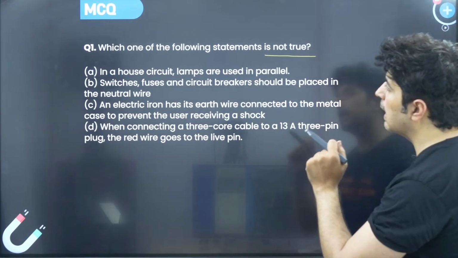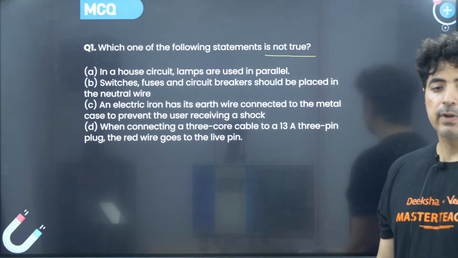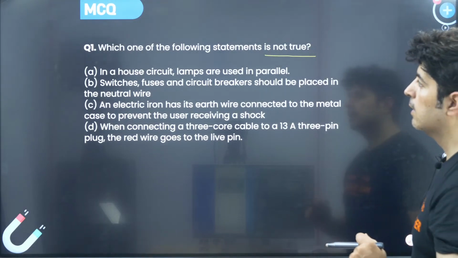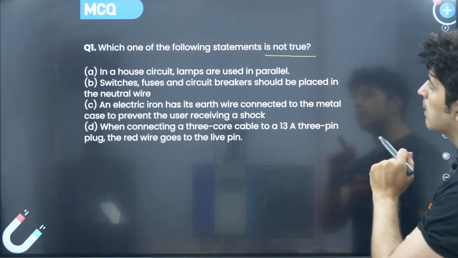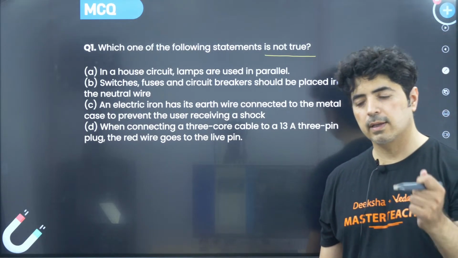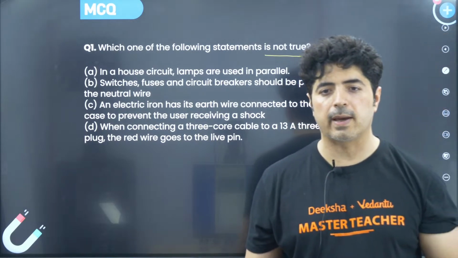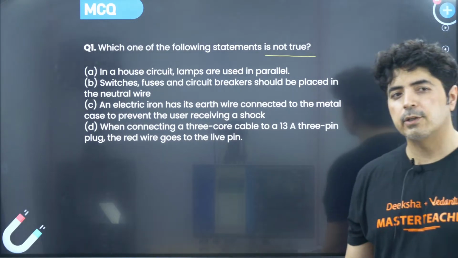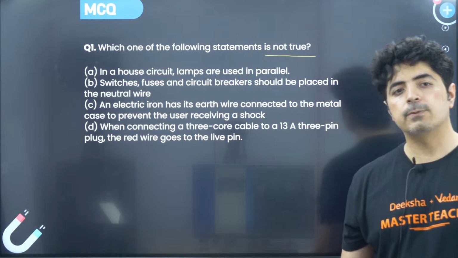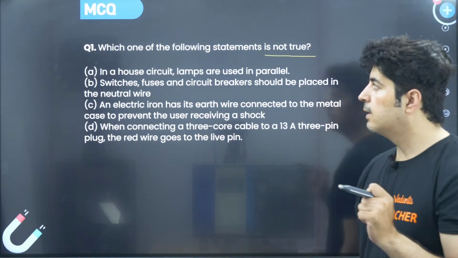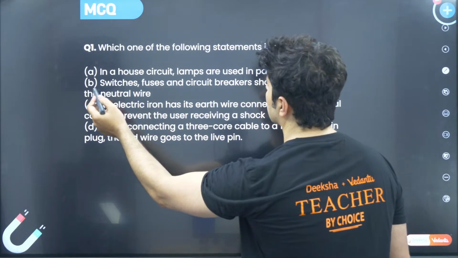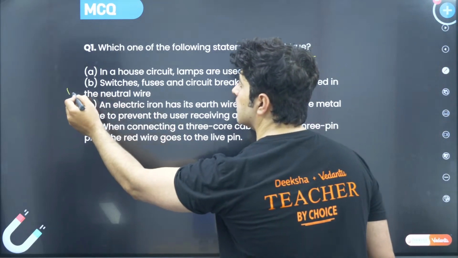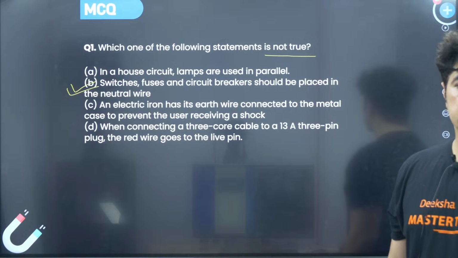A: In a house circuit, lamps are used in parallel. Yes, we have seen in the domestic circuit, it is used in parallel. So this is a correct statement, right? B: Switches, fuses and circuit breakers should be placed in the neutral wire. Is it correct? We just discussed that a few minutes back. Fuses must always be in the live wire. So statement B is clearly not correct, and we were supposed to find the incorrect one, hence B is the right answer to this question.